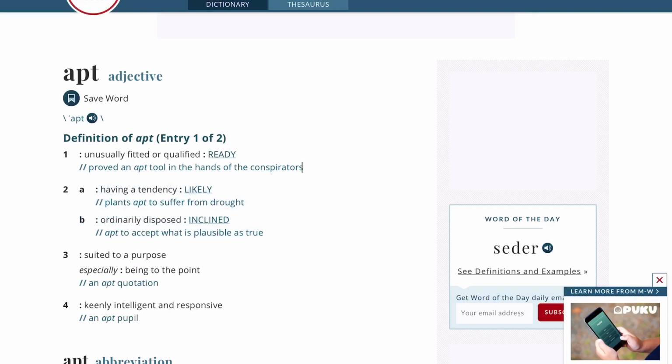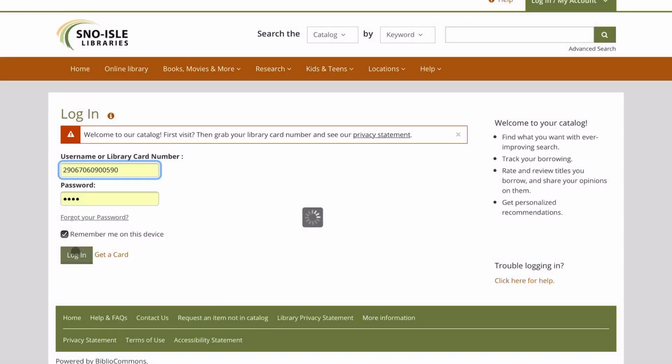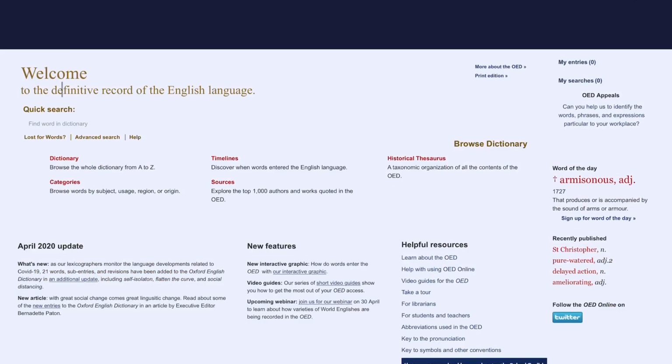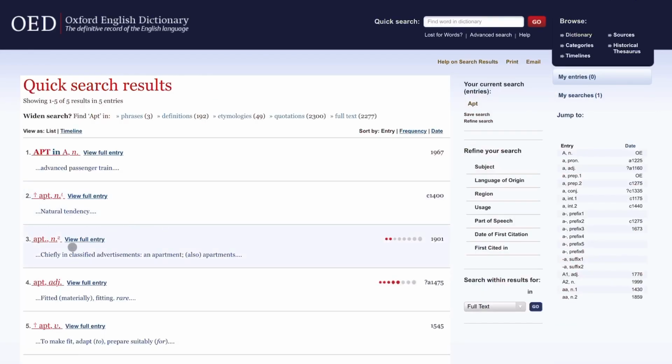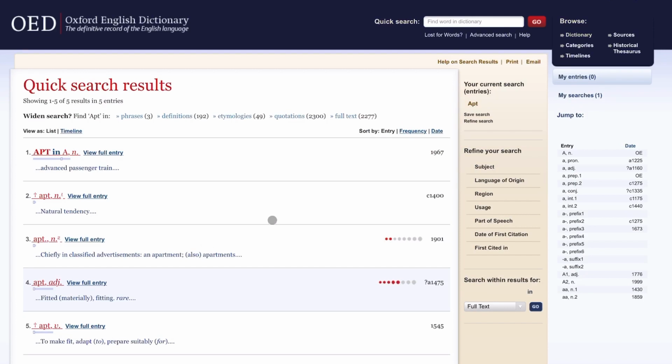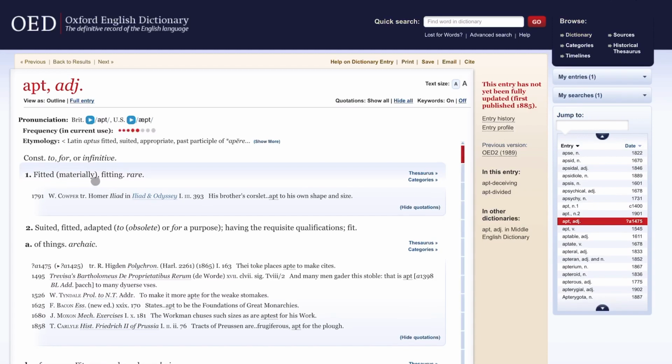That's why we need to go on to the fourth step, which is looking up the King James word in the Oxford English Dictionary. And I have a nice little link to the OED right on my iPad homepage. And I will log in. Don't look at my password. Let's go look at the word apt. If I type it in the box, apt, and go down to the adjective right here, I can see this first sense, which is rare, fitted materially, fitting.